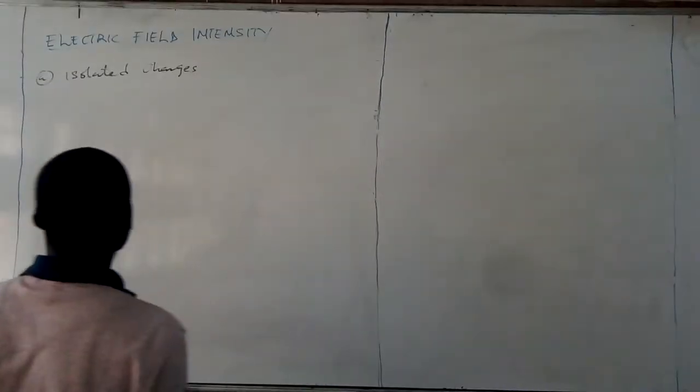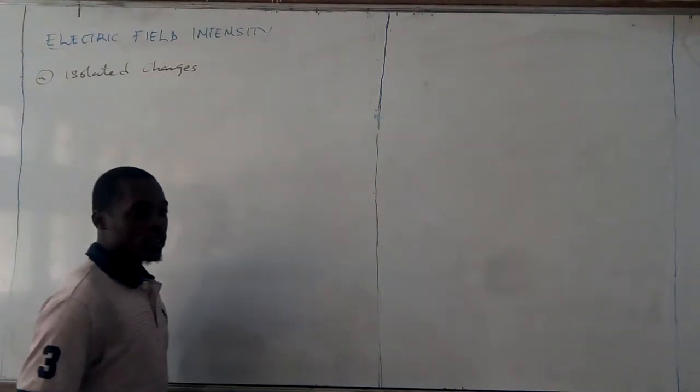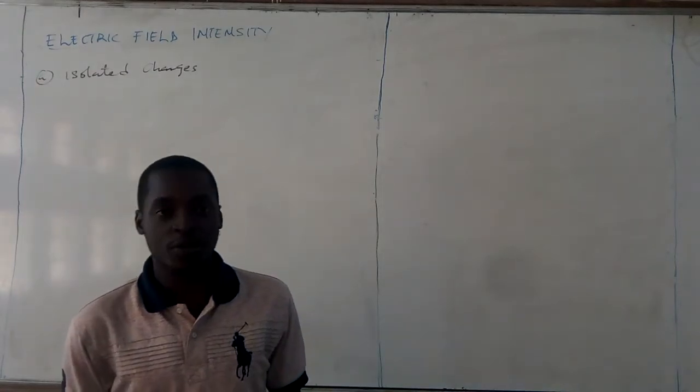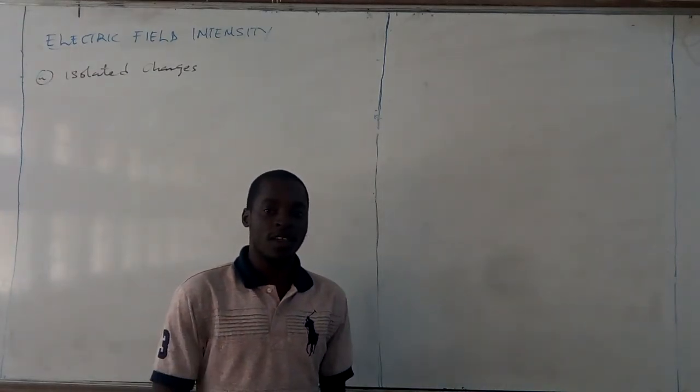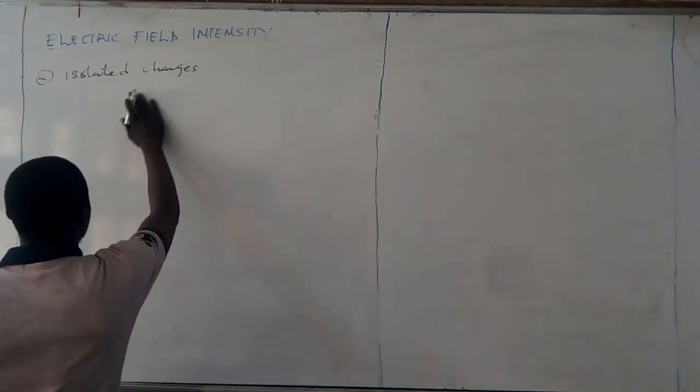Now, these properties of electric charges: we say that for the positive charge, the lines always originate from the positive charge and they always terminate at the negative charge. Now we will show the representation of this.